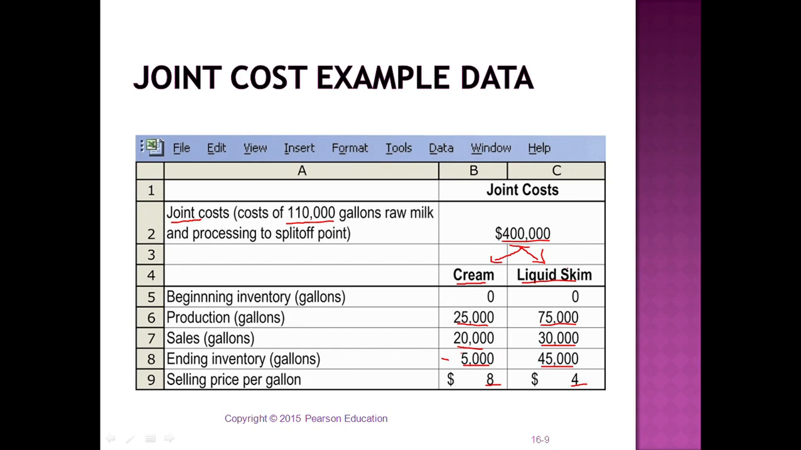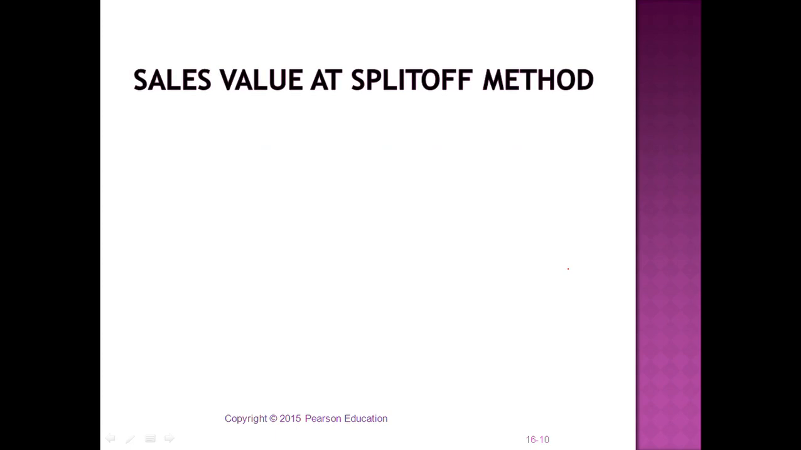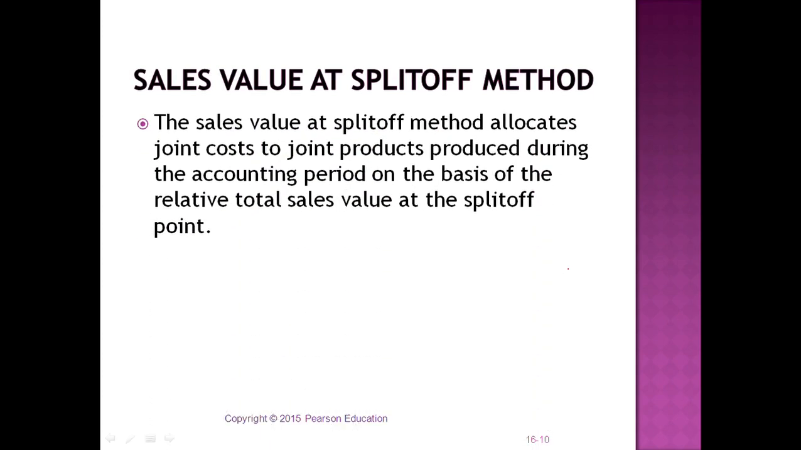So in the coming slides we will be talking about these four methods: sales value at split off, NRV method, gross margin percentage method, and the physical measure method. Right, so let's go on. First, we'll talk about the sales value at split off method. In that case, what we basically do is calculate the sales value at split off and then calculate the ratio of these sales values, which will be used as a basis to distribute the joint cost, right?